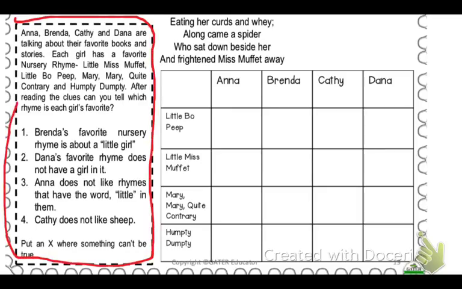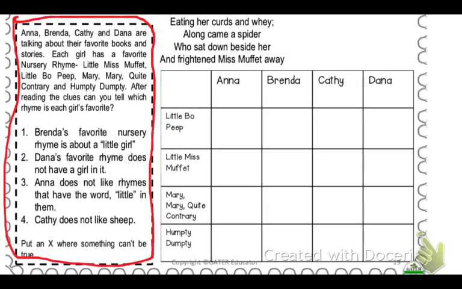Okay, and I'm going to help go through this practice one with you. Anna, Brenda, Kathy, and Dana are talking about their favorite books and stories. Each girl has a favorite nursery rhyme: Little Miss Muffet, Little Bo Peep, Mary, Mary, Quite Contrary, and Humpty Dumpty. After reading the clues, can you tell which rhyme is each girl's favorite? The first clue: Brenda's favorite nursery rhyme is about a little girl.